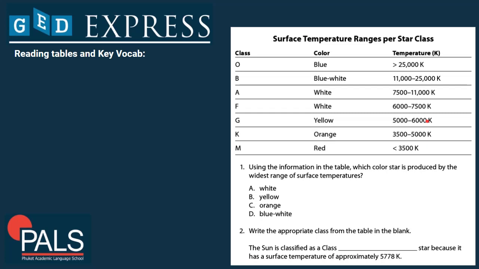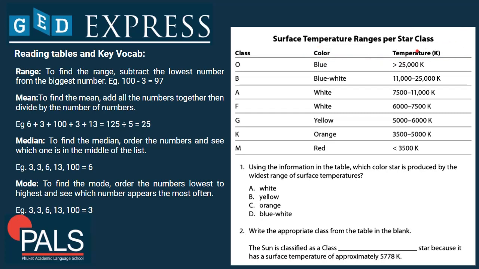Next question is on reading tables again and some key vocabulary. We will explore a little bit more vocab than is required for this question, but is generally very important for the math and the science test. So in this table we see surface temperature ranges per star class, we see the class of the stars, we see the color of the stars, and we see the temperature in Kelvin.